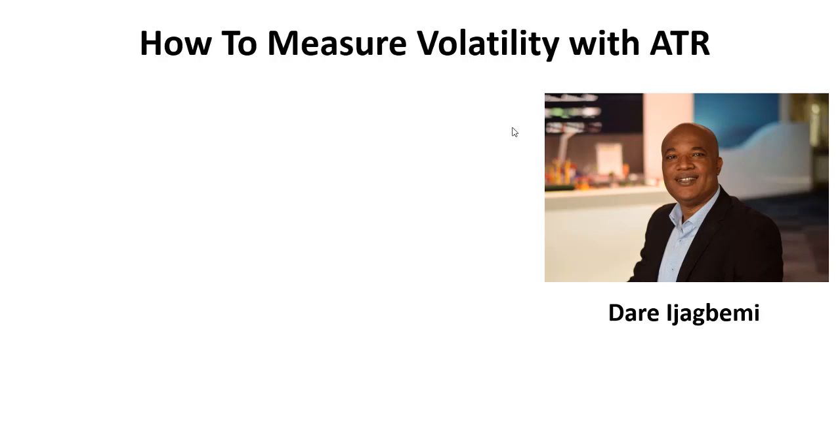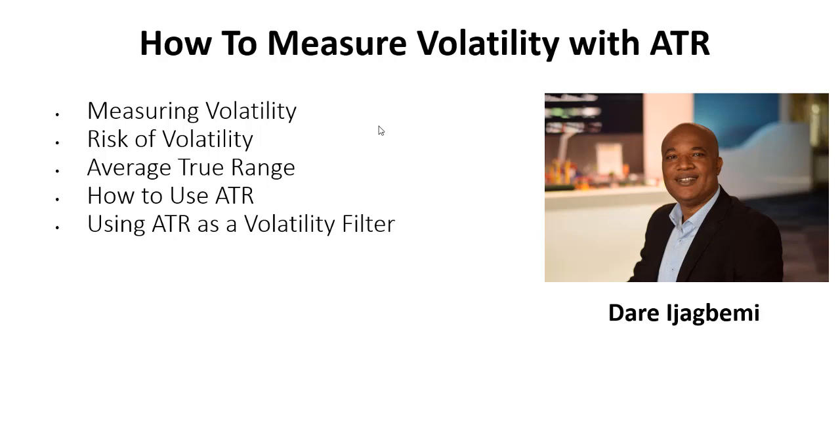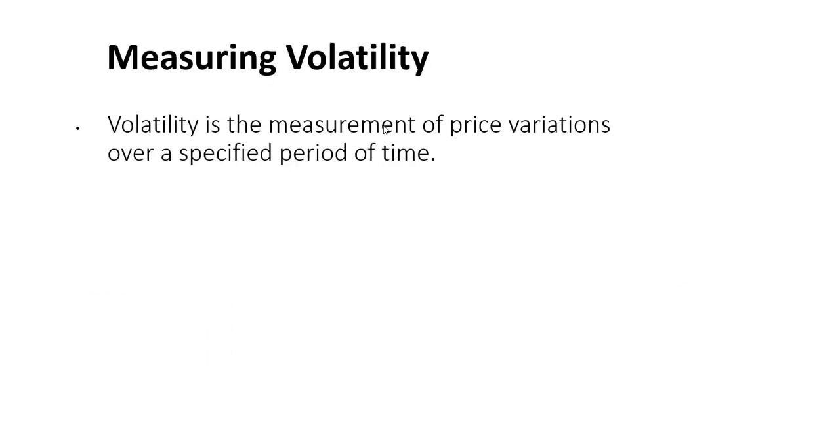Today, let's look at how to measure volatility using ATR. ATR means average true range, okay? So, a few things we are going to touch on today. First of all, we're going to measure the volatility. How do we measure it? We're going to talk about the risk of volatility, average true range, how to use the ATR, using ATR as a volatility filter, and using ATR for risk management, okay?